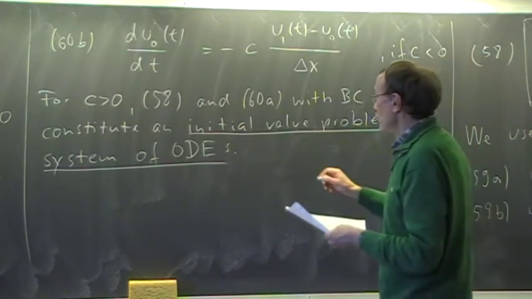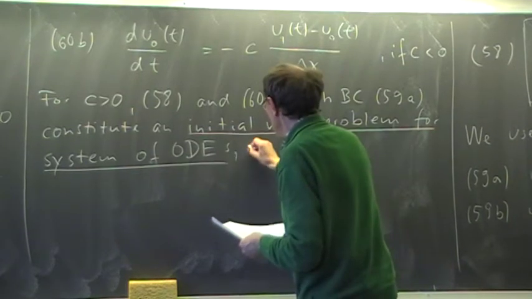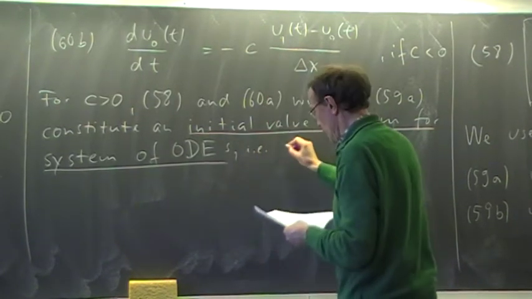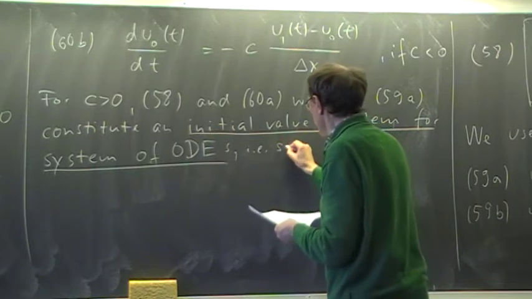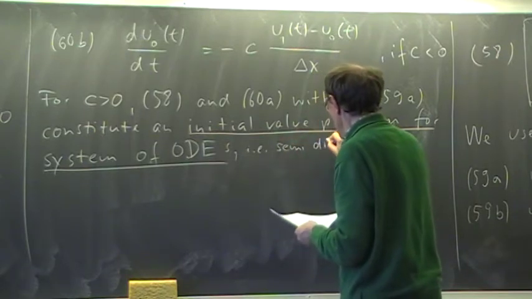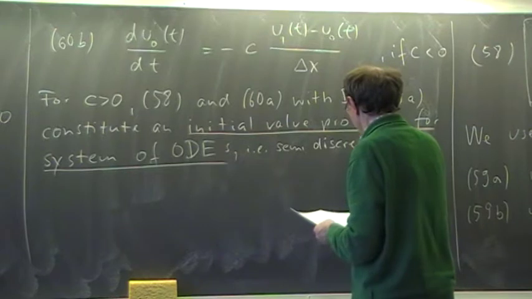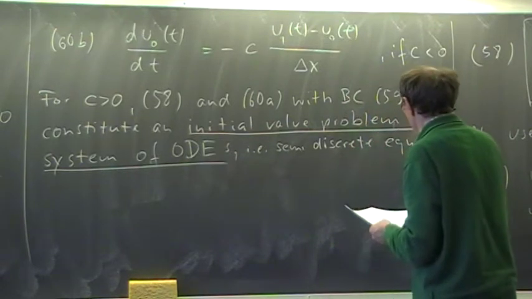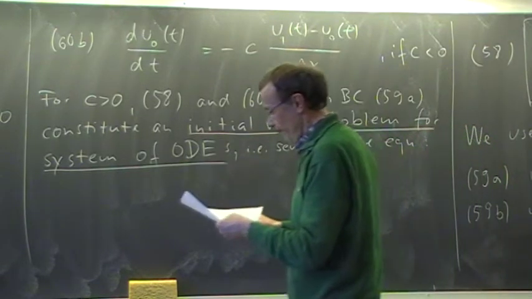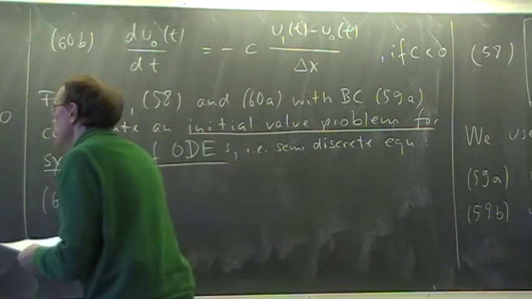And that is also called the semi-discrete equation. Semi-discrete equation. Following, call it 61.